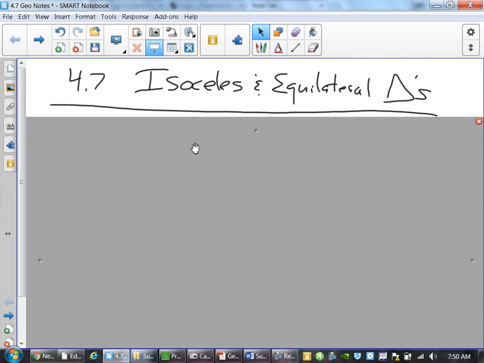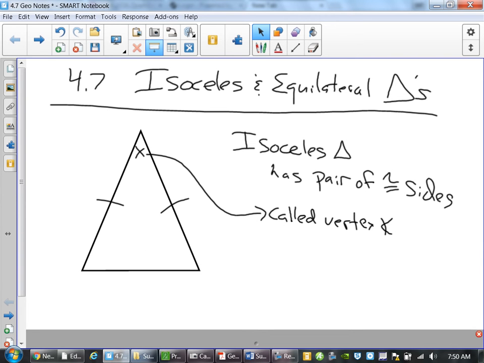Like I said, isosceles triangles. An isosceles triangle has a pair of congruent sides, and they also have what are called congruent base angles. The angle that is between the pair of congruent sides is called the vertex angle. That's very, very important for how isosceles triangles are labeled.